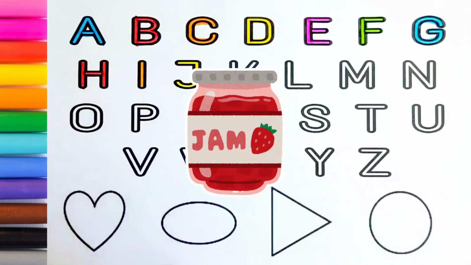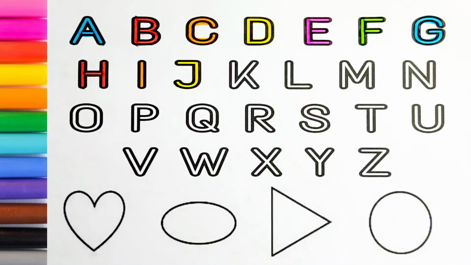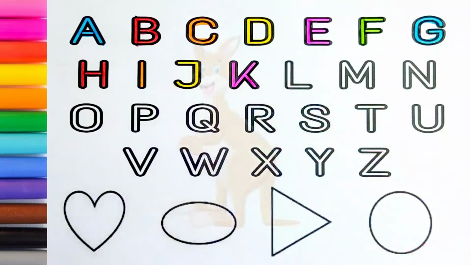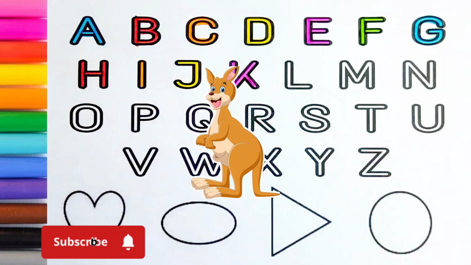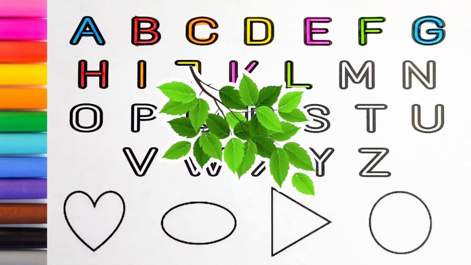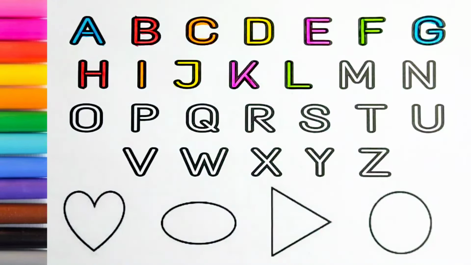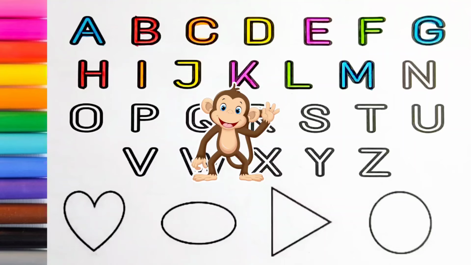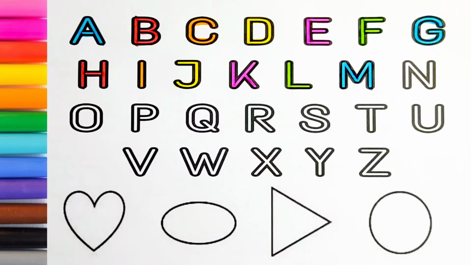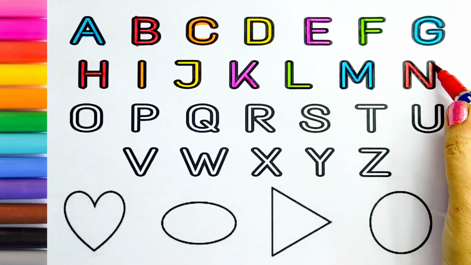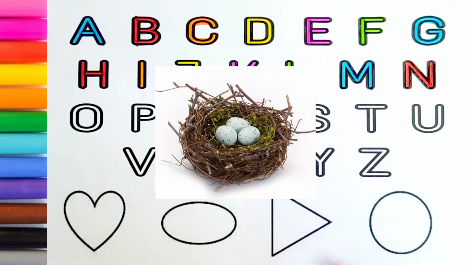Yellow color. J. J for jam. Pink color. K. K for kangaroo. Light green color. L. L for leaf. Sky blue color. M. M for monkey. Red color. N. N for nest.